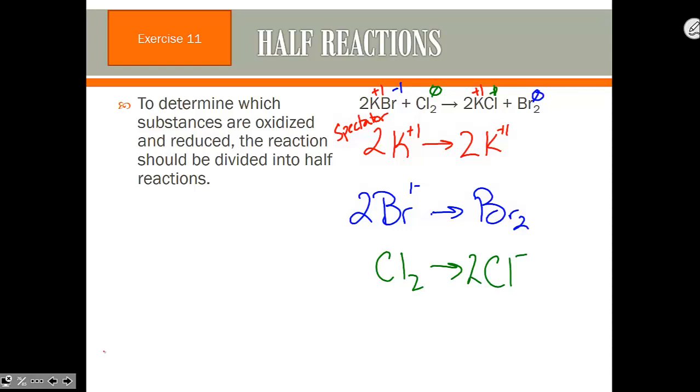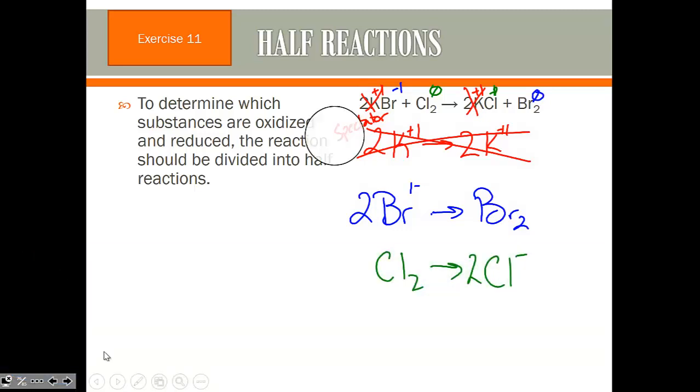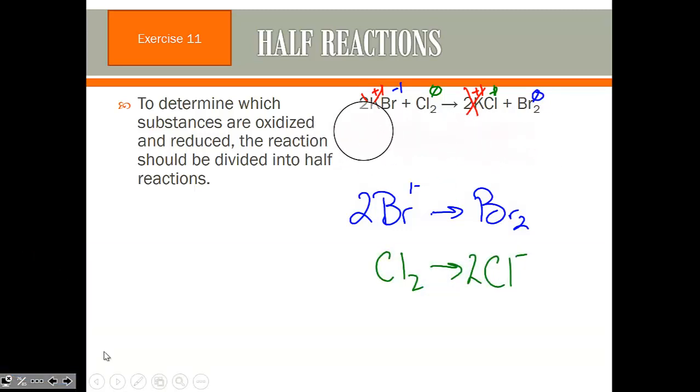Spectator ions do not serve a functional purpose in the experiment and can be switched out with any other member of their family. We could just as easily carry this reaction out with sodium bromide or with cesium bromide. It only is there to provide us a safe passage for that ion. Spectator ions are not part of the chemical reaction. In fact, you could remove them altogether from the reaction, producing what's known as a net ionic equation.